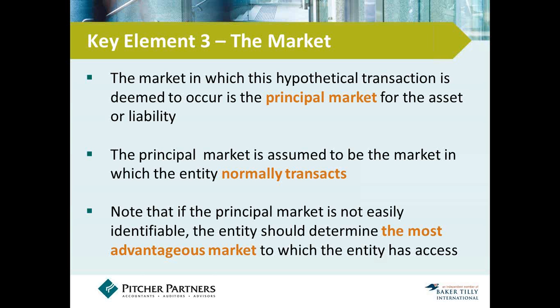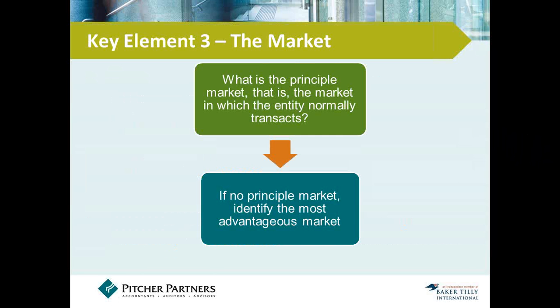our principal market. Note that if the principal market is not easily identifiable, the entity should determine the most advantageous market to which we have access. So if we use a number of markets, we should say, all right, there is no easy way to determine the principal market where we usually transact. Now we have to look at the most advantageous market. But look at the order. It's always first, what is the principal market? And only if we cannot determine the principal market easily, then we look at the most advantageous market.